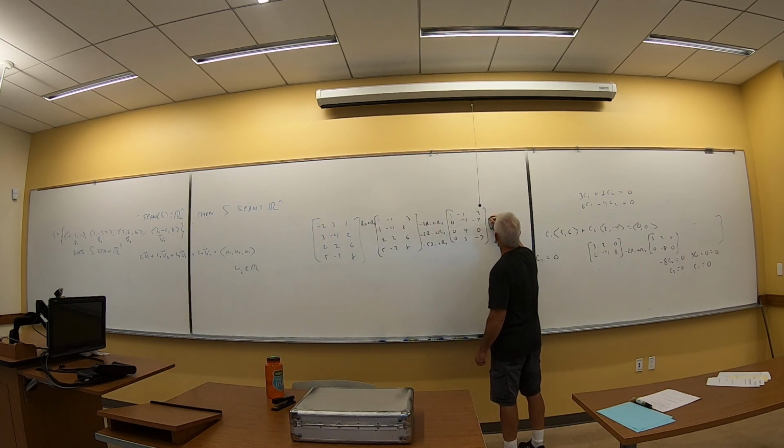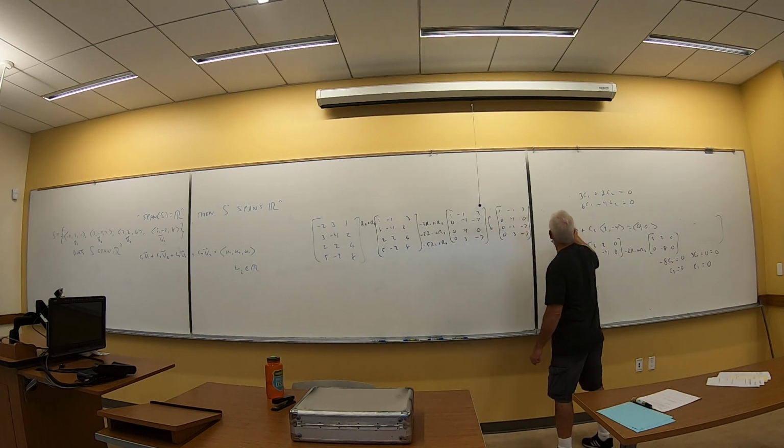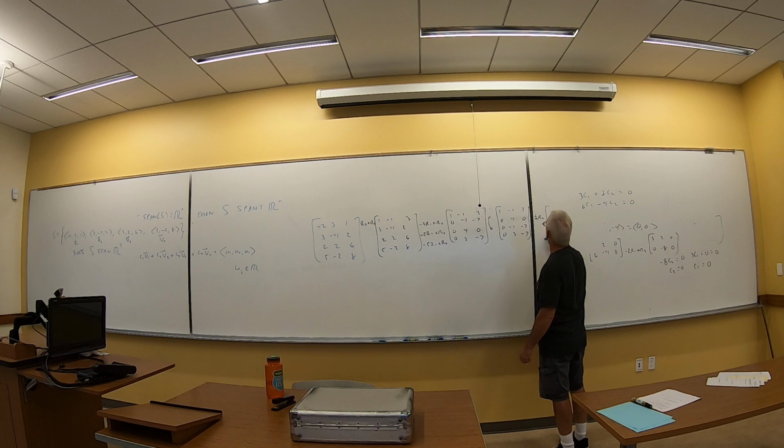Now, I'm going to do a row switch here. Oops. Say that row switch. So 0, 4, 0, because I got that 0 there. 0, 3, negative 7. Now, I'm going to take a fourth of row 2. Obviously, this is not the only path.